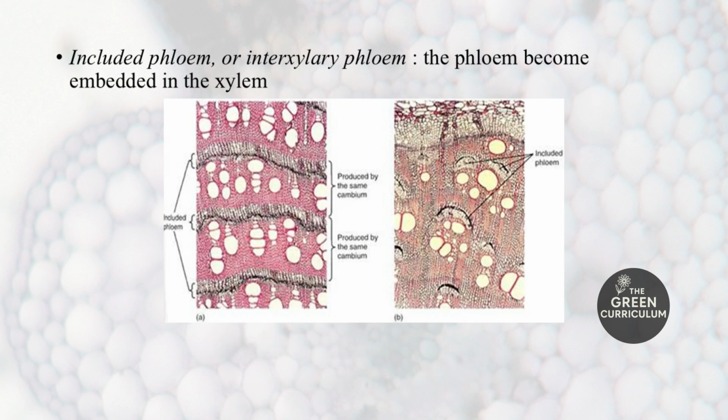Then coming to interxylary phloem, it is the phloem which can be seen embedded in the xylem tissue. It normally occurs in secondary vascular tissues. The phloem tissue can be seen as patches as shown in the second image B, or the xylem and phloem are arranged as alternating bands. In both scenarios, the phloem is seen inside the xylem tissues. Such phloem tissues are known as interxylary phloem or included phloem.